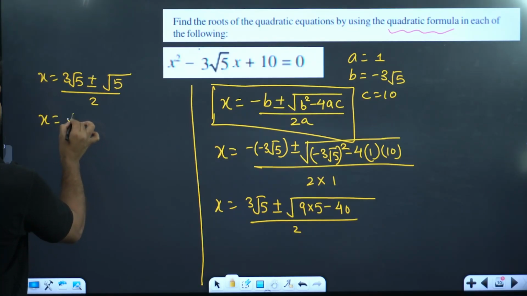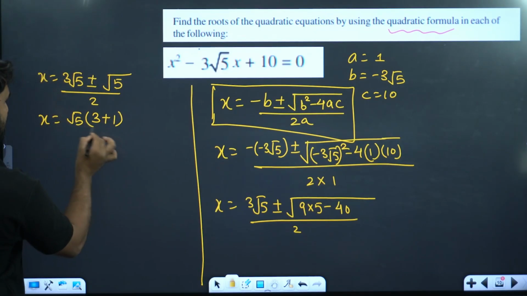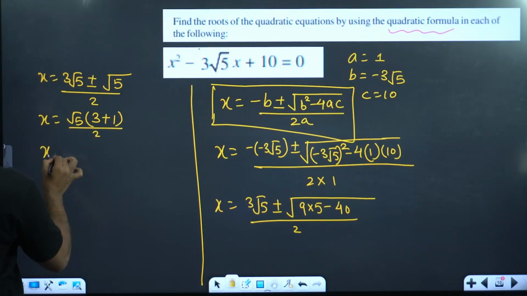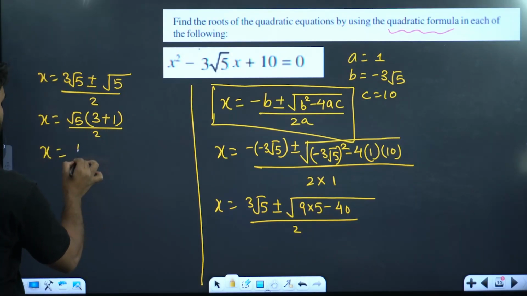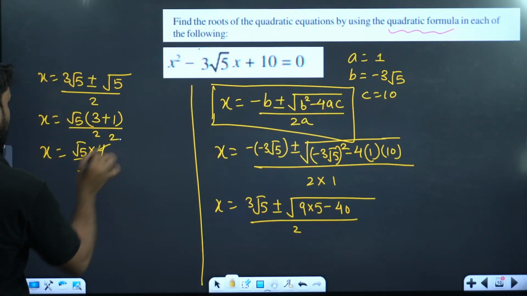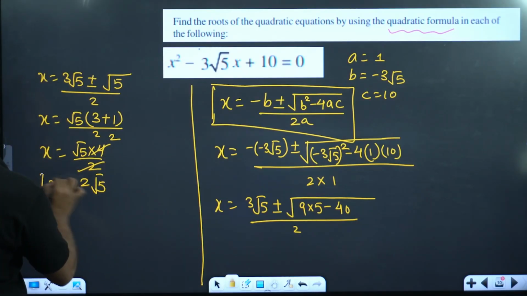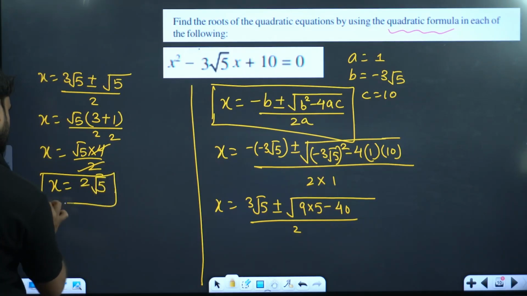So we can take root 5 common. So this will be 3 plus 1 divided by 2. So x is equal to 3 plus 1, which will be 4. So root 5 into 4 divided by 2. It cancelled here. So x is equal to 2 root 5. This is the first result, the first root.